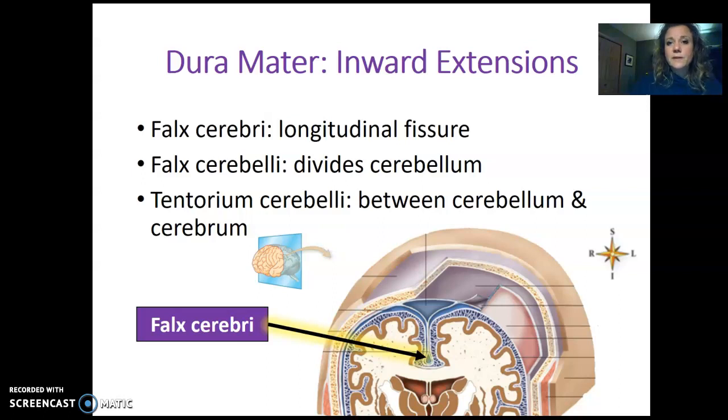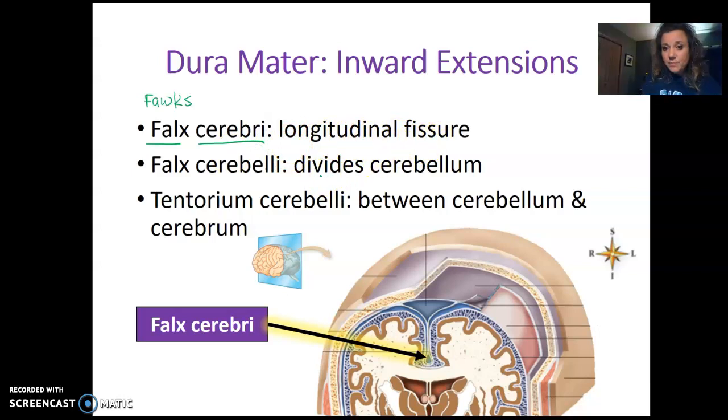Now, the dura mater is going to follow the contours of the brain, meaning that where the two cerebral hemispheres are separated from each other by the longitudinal fissure, the dura mater is going to fold inwards in order to make sure that the sides of the longitudinal fissure are covered. We call this infolding of the dura mater inside of the longitudinal fissure the falx. This is pronounced F-A-W-K-S. The falx cerebri is found within the longitudinal fissure.